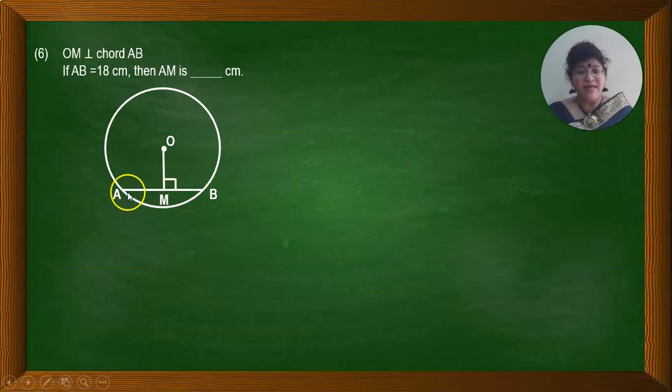So what will be AM? AM will be half of AB. So AM will be equal to 9 centimeters.